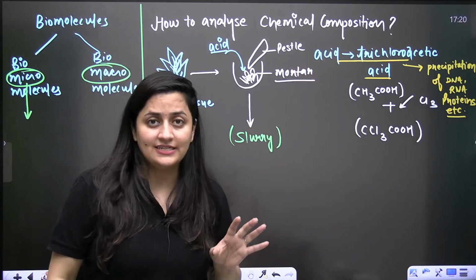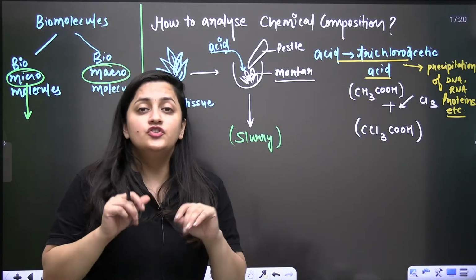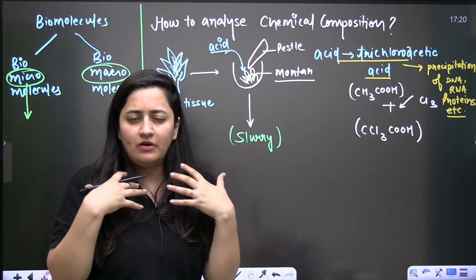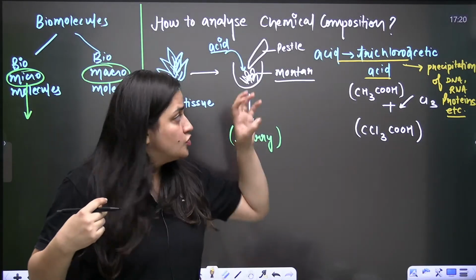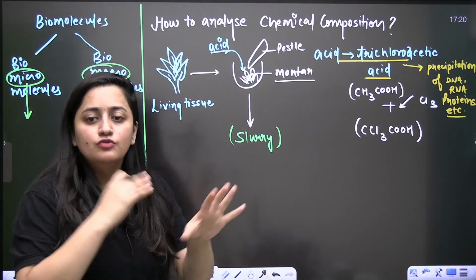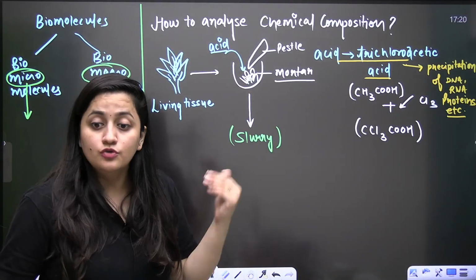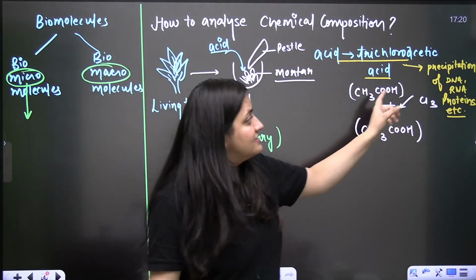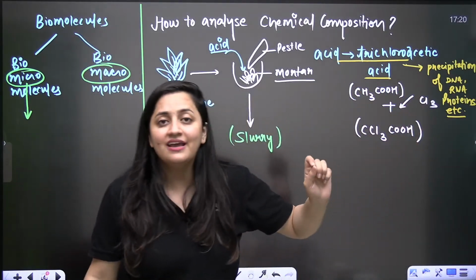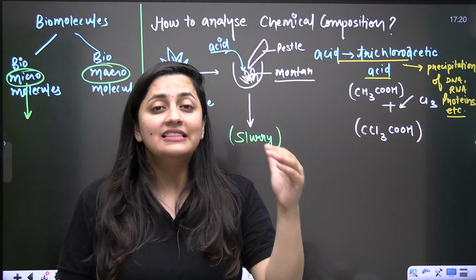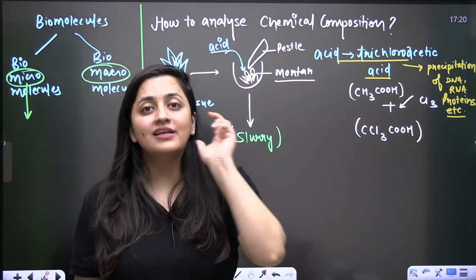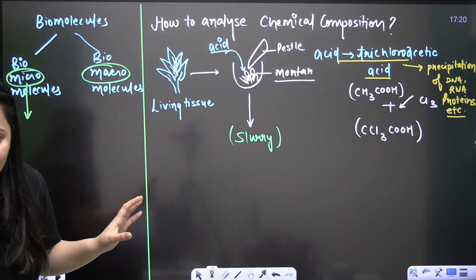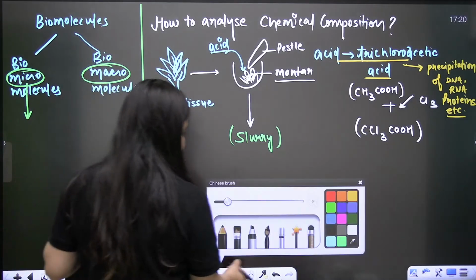Sometimes genital warts are there, or if warts are present anywhere on our body, this trichloroacetic acid is used to remove them as well. So trichloroacetic acid is important for the precipitation of DNA, RNA, proteins, etc. That is why in biochemistry, for chemical analysis, this trichloroacetic acid is used. Clear?